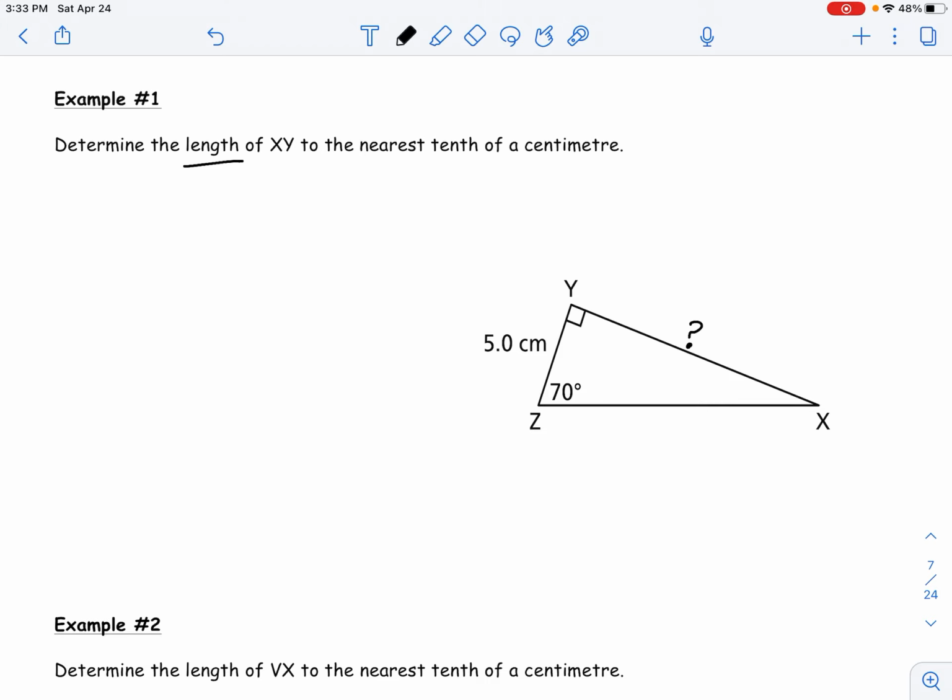Step 1, we have an angle. We have 70 degrees. We don't want to ever solve from 90 because that does change our information. So don't use 90 for calculations. Use the angle other than 90, which is 70. So this is the angle we're looking from.